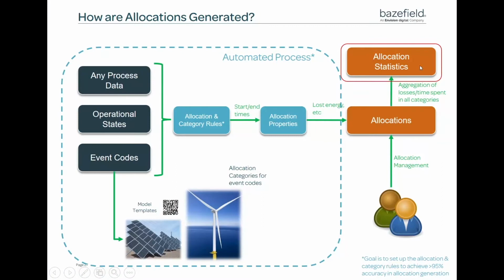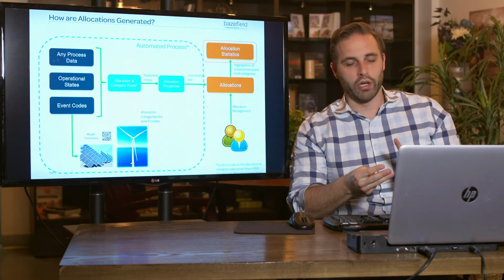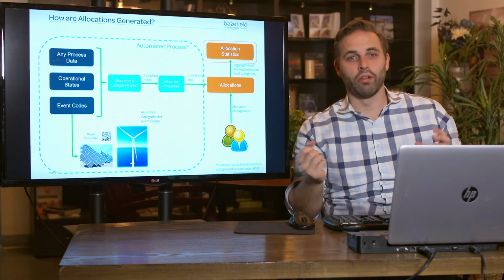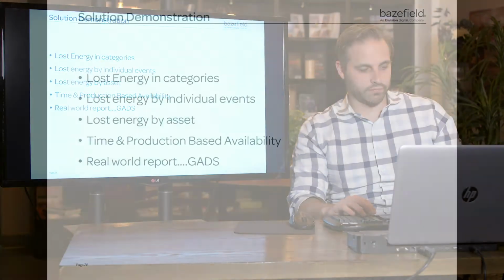This video focuses on use of the availability statistics application, which automatically rolls up all the allocations into one nice and easy consistent view across your assets to understand your top reliability issues, your top alarms, your top categories, how much money you're losing or how much money you're making, all in one nice simple user application. So let's get into it.